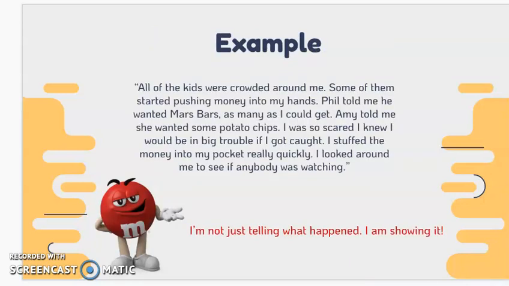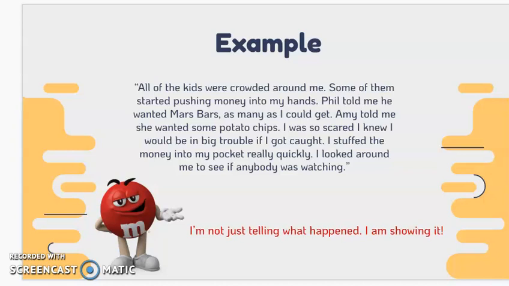All of the kids were crowded around me. Some of them started pushing money into my hands. Phil told me he wanted Mars bars, as many as I could get. Amy told me she wanted some potato chips. I was so scared. I knew I would be in big trouble if I got caught. I stuffed the money into my pocket really quickly. I looked around me to see if anybody was watching.